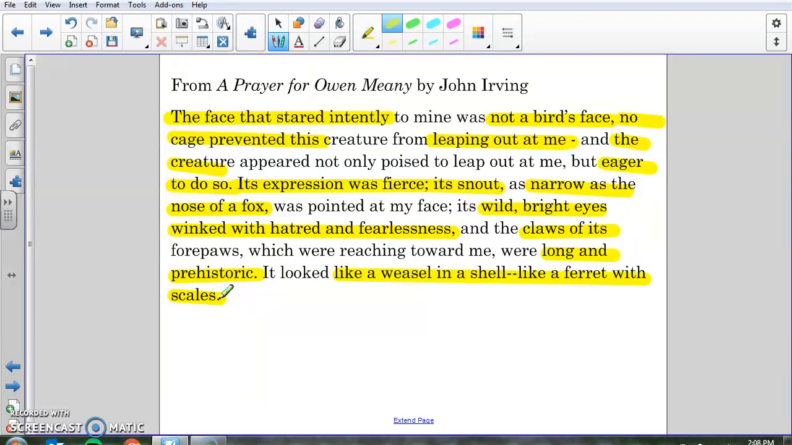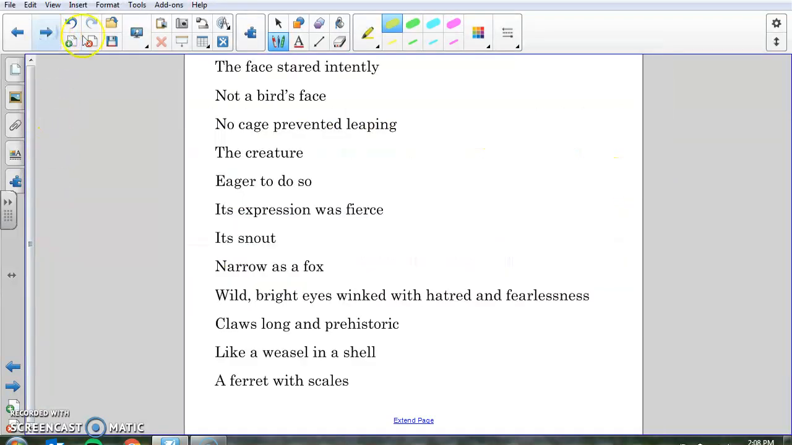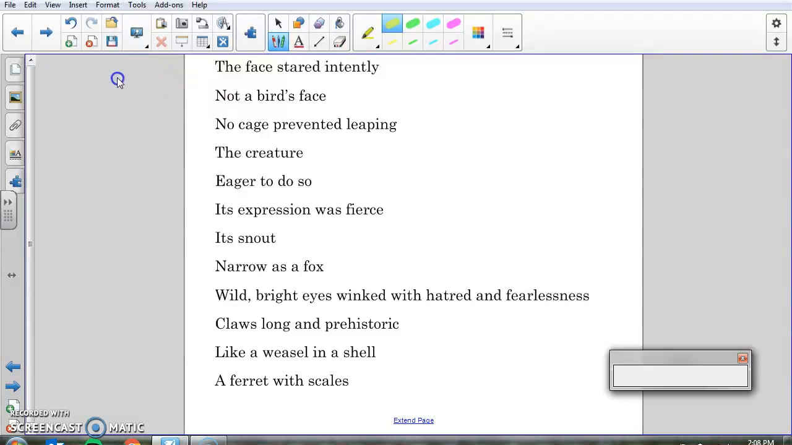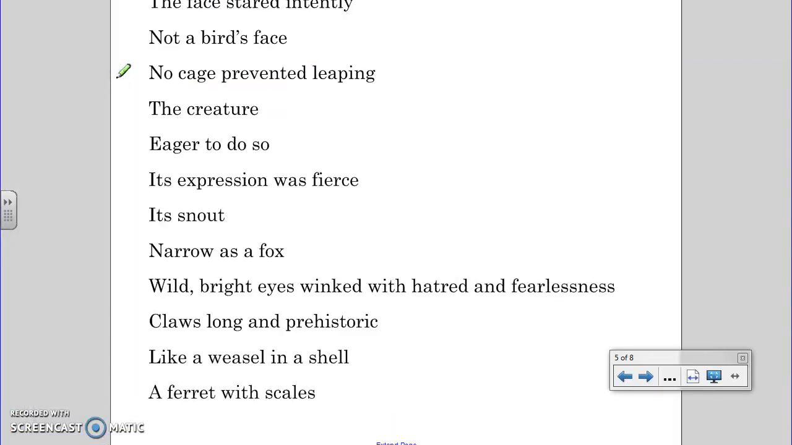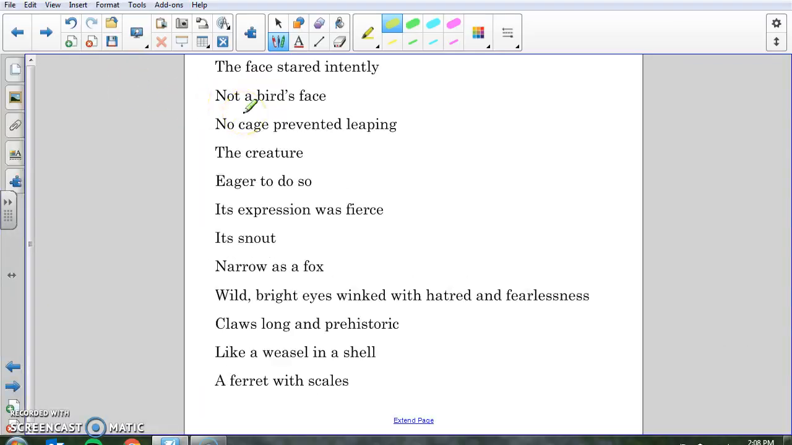Now you can see I took a lot of information from this particular body of text. And I'll show you how I chose to arrange it. You can see my poem here, taken directly from John Irving's book. Take the words that are taken from it, but you can see that it changes the meaning a little bit when it's put into a poetry form.